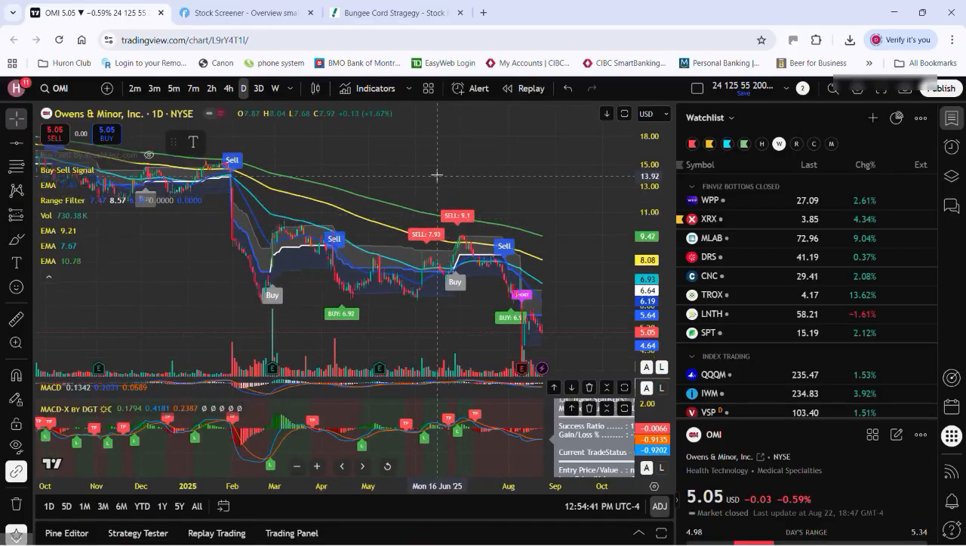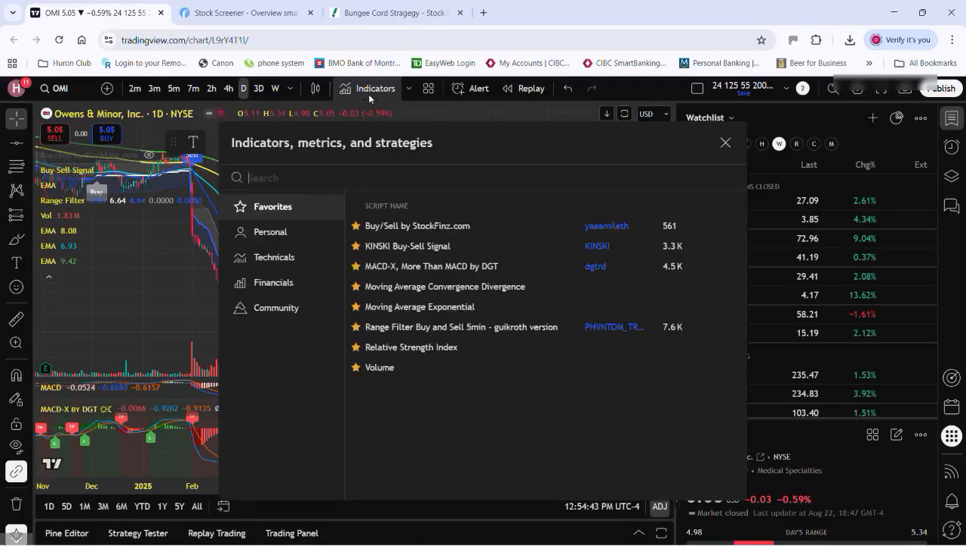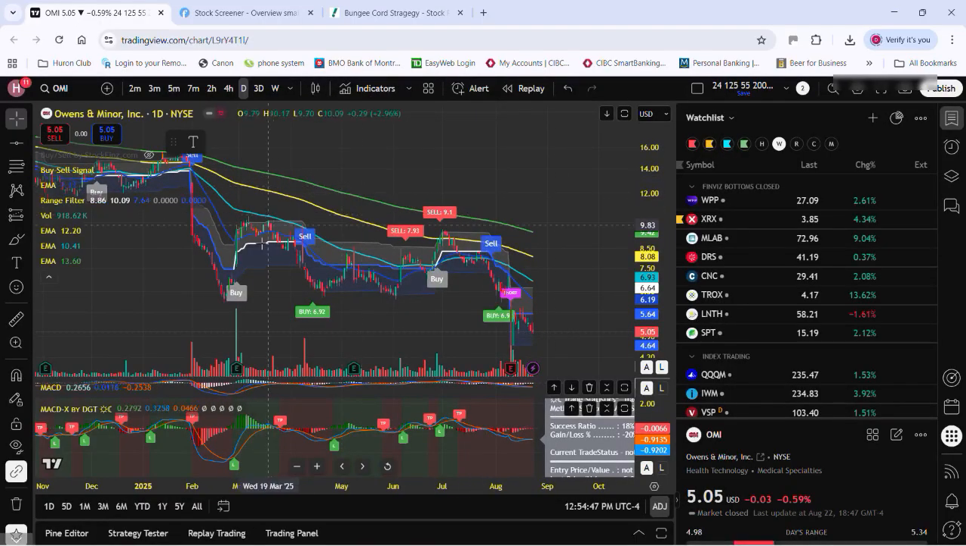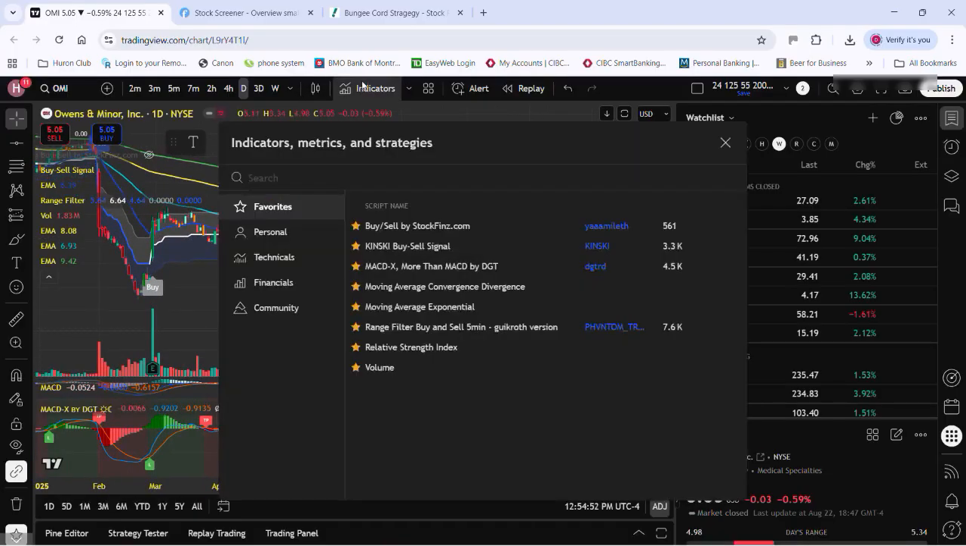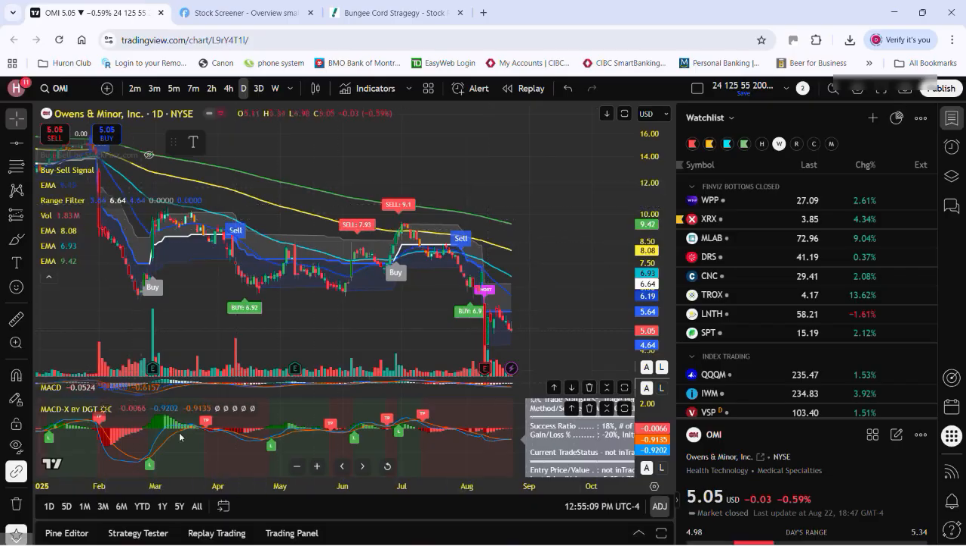I think I did explain that when you put yours in, you might see them a little bit differently, because I've taken these indicators and modified them to work for me. I haven't changed the names of them in here, so you can still go in and find the Kinski buy-sell signal or the buy-sell by stockfins.com. You can still find those, and they'll give you a very similar view of this, not significantly different enough to worry about, to be honest.